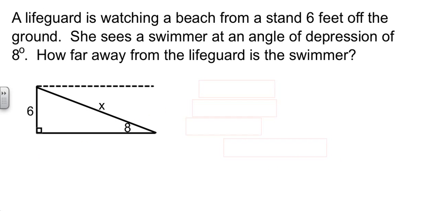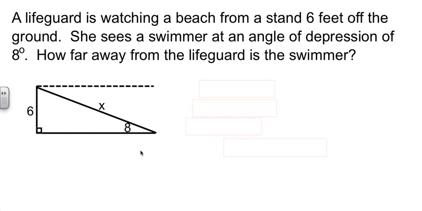Okay. Let's look at a depression case. We have a lifeguard sitting in a tower that is 6 feet above the ground. She looks out and she sees a swimmer, and she uses her trusty astrolabe and finds out that the angle of depression to that swimmer is 8 degrees. Question is, how far away from the lifeguard is the swimmer?